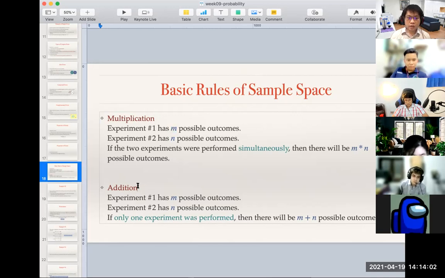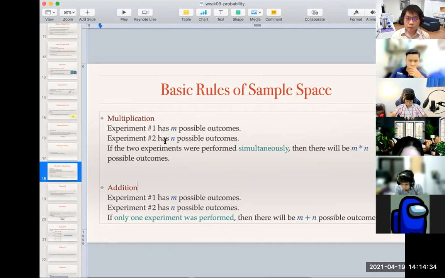And addition is similar. Let's say two experiments have respective possible outcomes, m and n. For addition, it applies like this: if only one experiment is performed among these two experiments, then there will be m plus n possible outcomes. Here you need to be careful. There is a distinguishing characteristic between multiplication and addition.